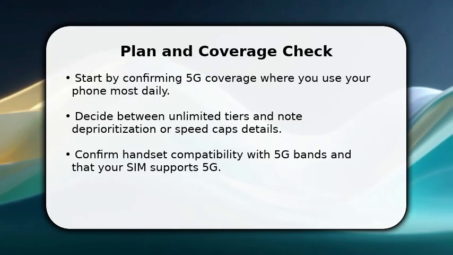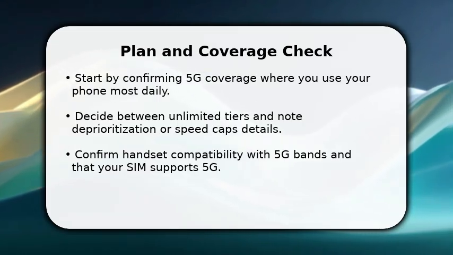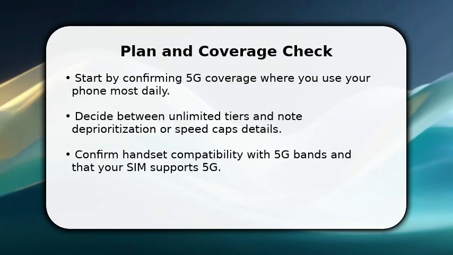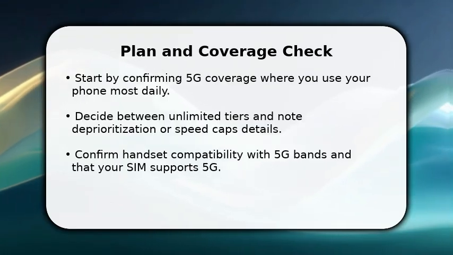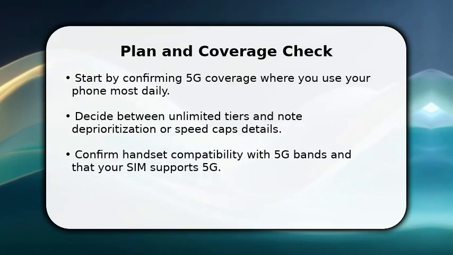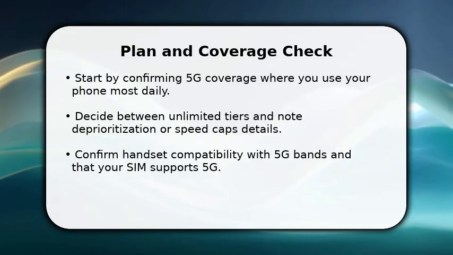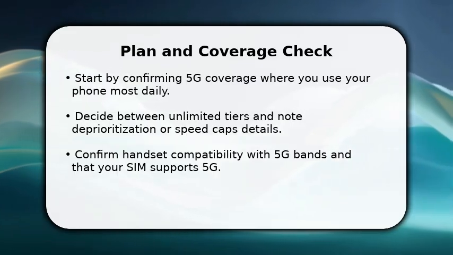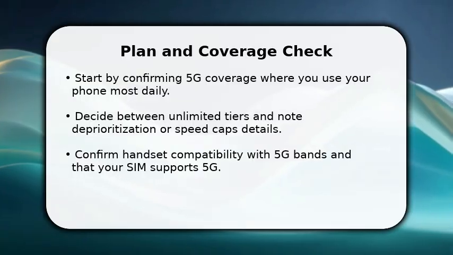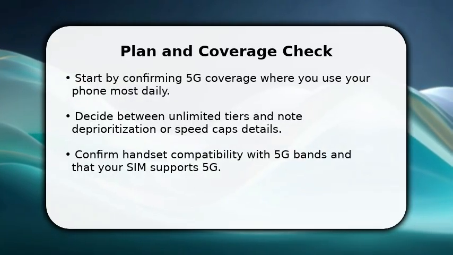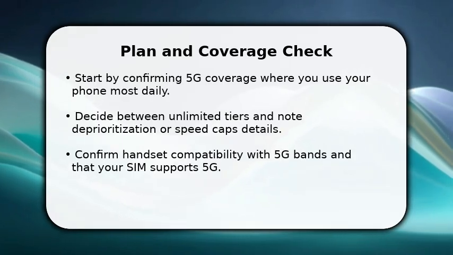Start by confirming 5G coverage where you use your phone most daily. Check carrier maps and use Signal apps to verify N41 or N78 band presence. Decide between unlimited tiers and note deprioritization or speed caps details. Compare 2 or 3 carriers, including MVNO, that offer unlimited 5G data plans.